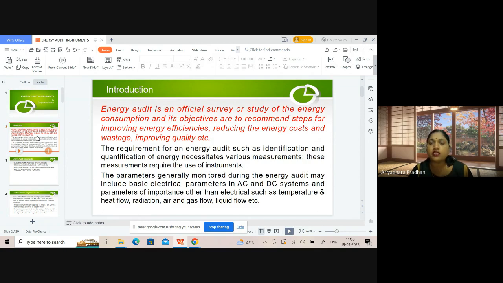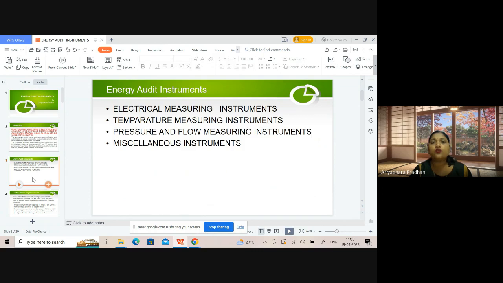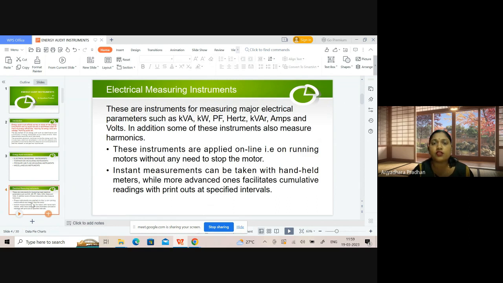The parameters generally monitored during the energy audit may include basic electrical parameters in AC and DC systems, and parameters of importance other than electrical, like temperature, heat flow, radiation, air and gas flow, liquid flow. Based on these, there are four basic groups of instruments: electrical measuring instruments, temperature measuring instruments, pressure and flow measuring instruments, and some miscellaneous instruments. So let us go to electrical measuring instruments.